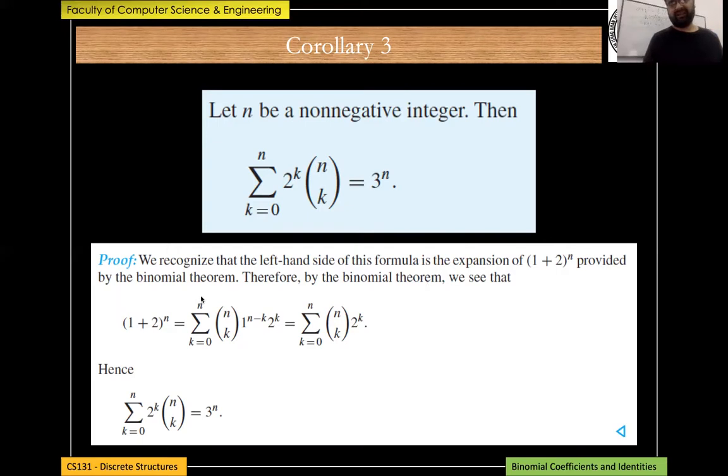But here the order does matter. Keep that in mind. It matters because if you take it as 2 plus 1 and not 1 plus 2, then it's going to be 2 raised to the power n minus k. And you don't want 2 raised to the power n minus k, you want 2 raised to the power k. So the only trick you need to keep in mind is that 1 should be your x, 2 should be your y.